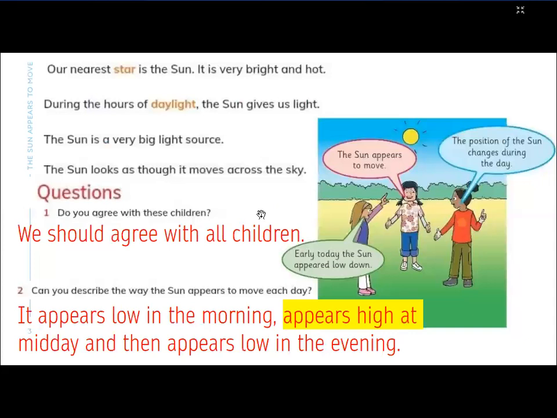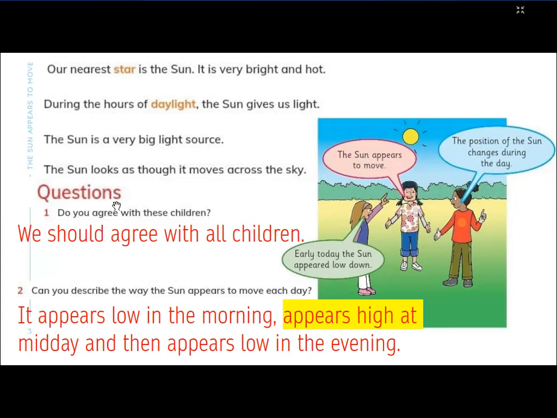Okay. Our nearest star is the sun. It is very bright and hot. During the hours of daylight, the sun gives us light. The sun is a very bright light source. The sun looks as though it moves across the sky, but the sun is not moving. You can see here, the sun appears to move. The position of the sun changes during the day. Early today, the sun appeared low down. So these are children, they are investigating how the sun is moving.